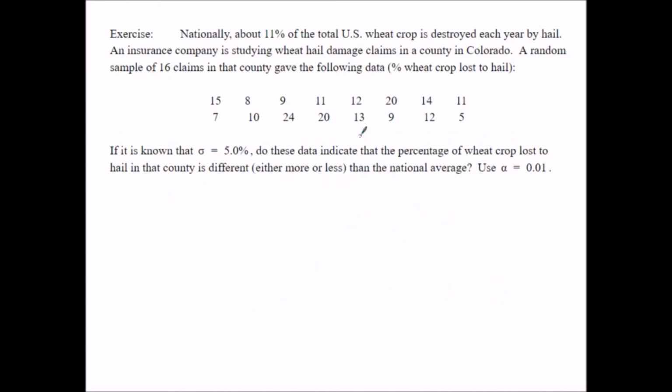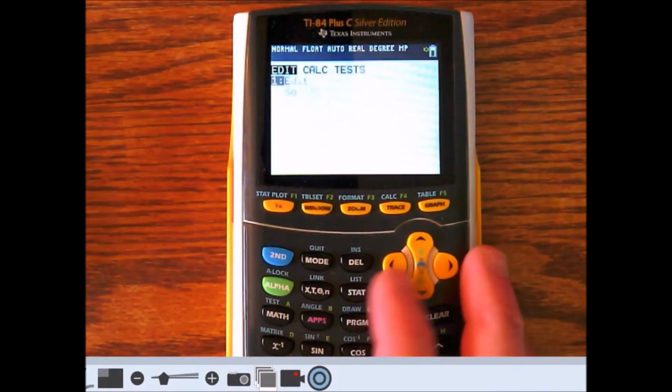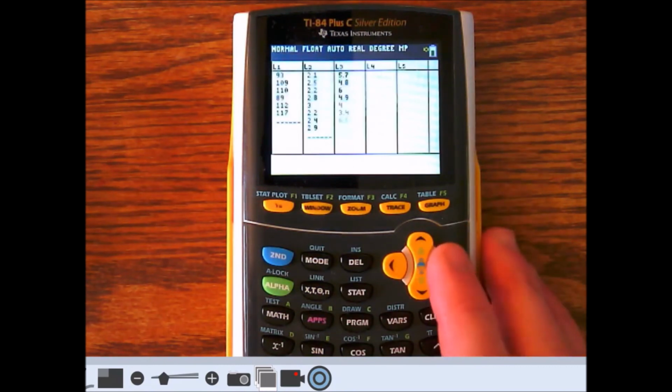All right, last one. Last exercise and then a little graphic. Nationally, about 11% of the total U.S. wheat crop is destroyed, blah, blah, blah. Those numbers are percentages of wheat crops destroyed. It is known that the standard deviation is 5%. So here we go. Stat. I have it in L5.